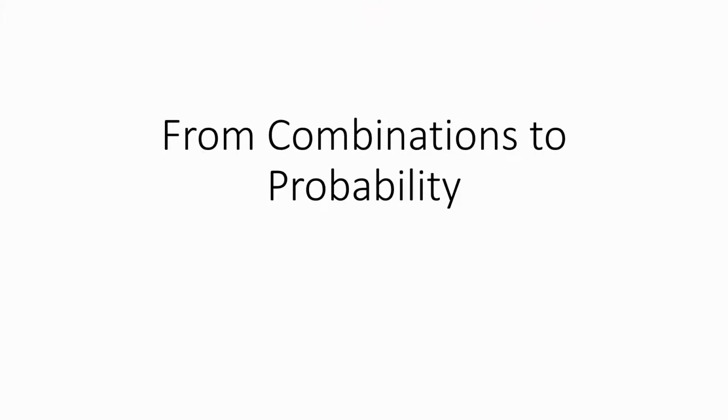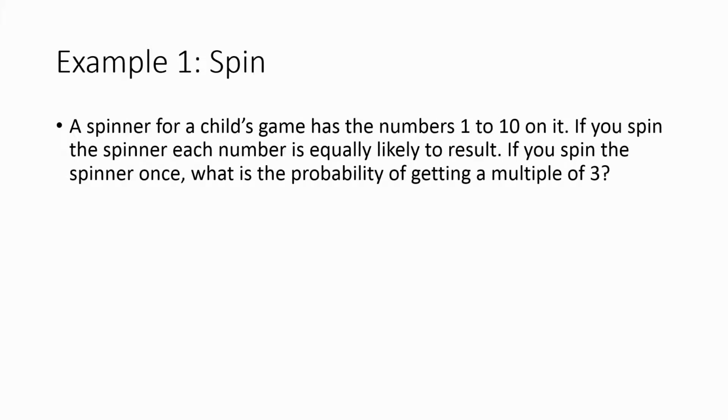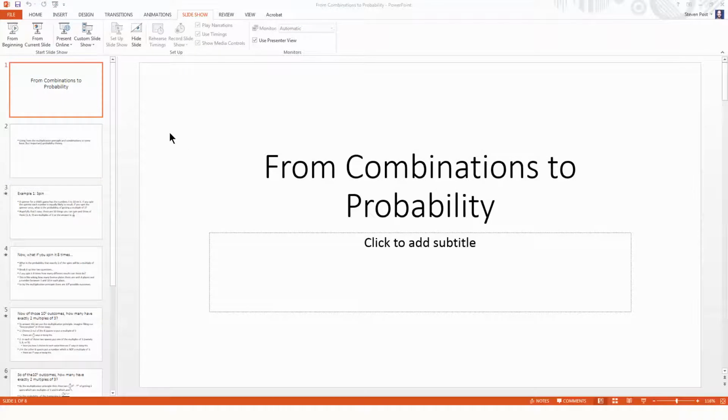In this short lecture, we'll talk about probability theory, and we'll see how the multiplication principle and what we know about combinations will introduce us to some basic but important probability theory. So we're going to start first with an example of spinning a spinner in a child's game. The spinner has all the numbers from 1 to 10 on it, and each one is equally likely to be chosen.